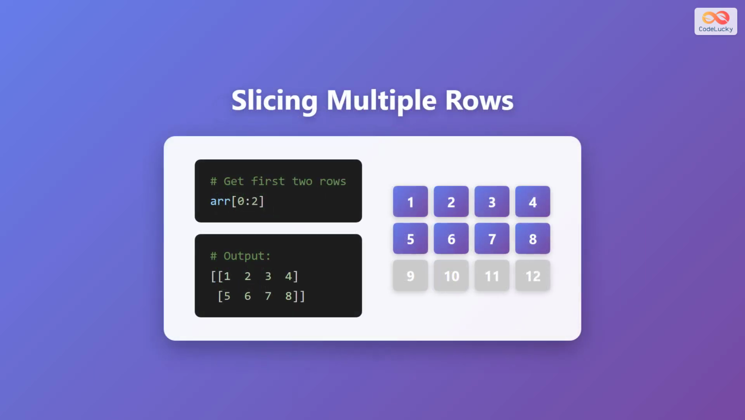Now let's extract multiple rows using a range. To get the first 2 rows, we write arr in square brackets followed by 0 colon 2. This means start at row 0 and go up to but not including row 2. So we get rows at index 0 and 1. The result is a two-dimensional array containing the first 2 rows, 1, 2, 3, 4 in the first row, and 5, 6, 7, 8 in the second row. When you don't specify columns, all columns are included by default.